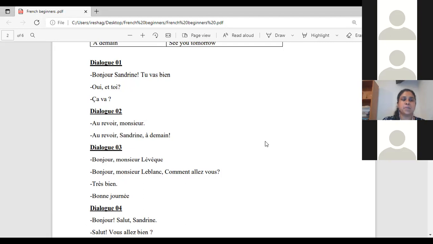Any questions from this part? This part, actually, I did this to make you familiarize with the language. How to develop a dialogue and everything will be done later. So any questions up to here? No, all good?